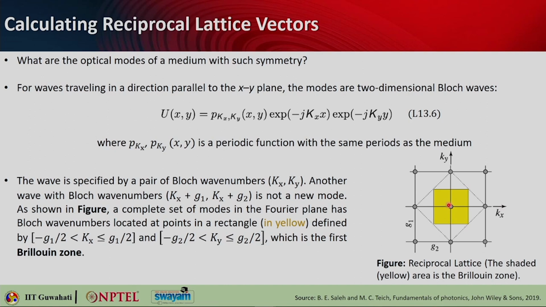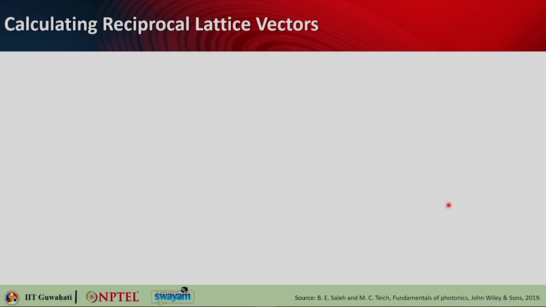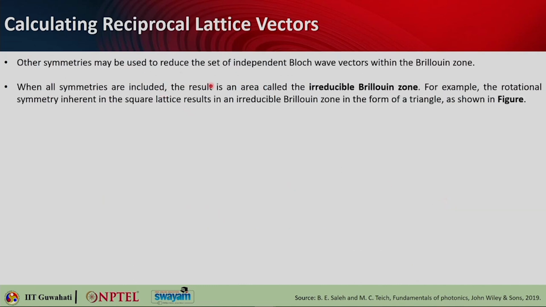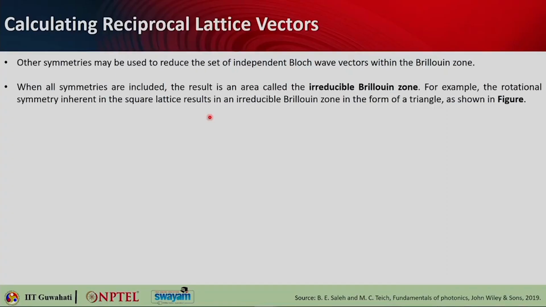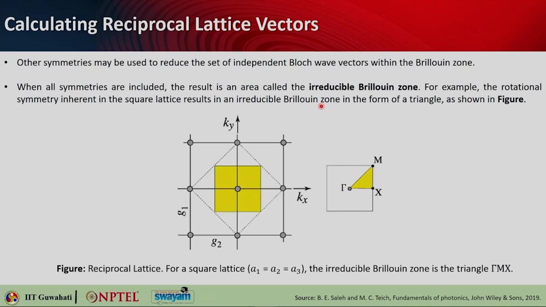If you are able to calculate all the modes in this particular zone, we know it for the entire lattice. Other symmetries may be used to reduce the set of independent Bloch mode wave vectors within the Brillouin zone. We will come to that concept, which is how to find the irreducible Brillouin zone. When all the symmetries are included, the result is an area called the irreducible Brillouin zone.